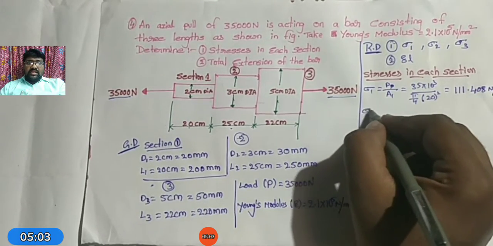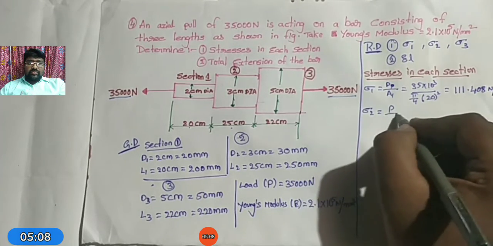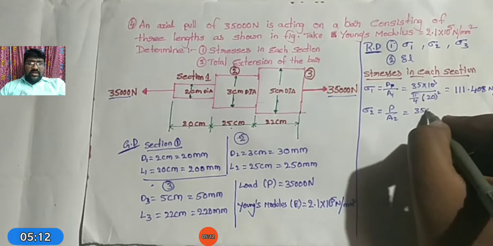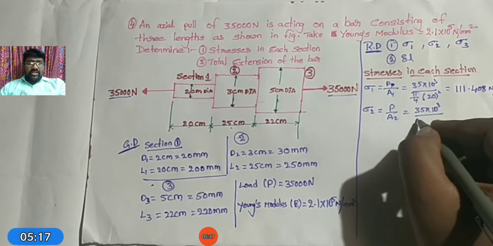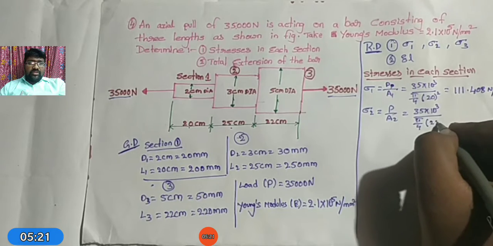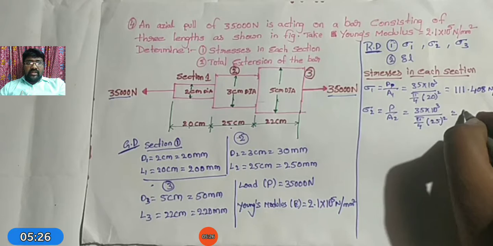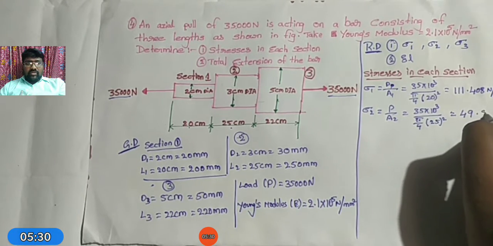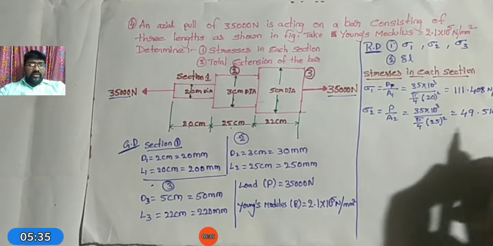Similarly, calculate the stress in section 2, that is P by A2. P is common, so P is written as 35 into 10 cube. Next, the area of section 2 is pi by 4, the diameter of the second section is 25, whole square. By simplifying this equation, we get the stress in the second section as 49.5 Newton per millimeter square.